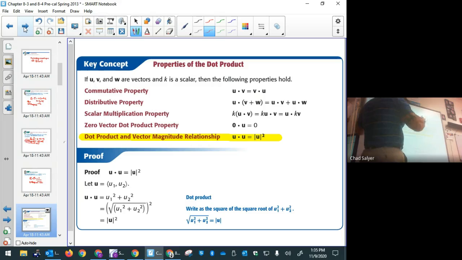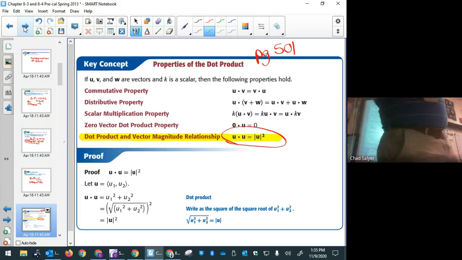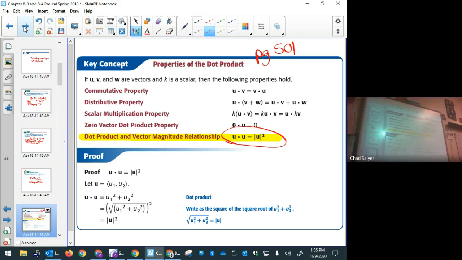Okay, so some properties of the dot product. We're not particularly concerned about these. It's page 501 if memory serves. This one is one you should make note of. We're going to use that pretty frequently. Any vector dotted with itself is the magnitude squared. Speaking of squared magnitudes, here you have some squared magnitudes.